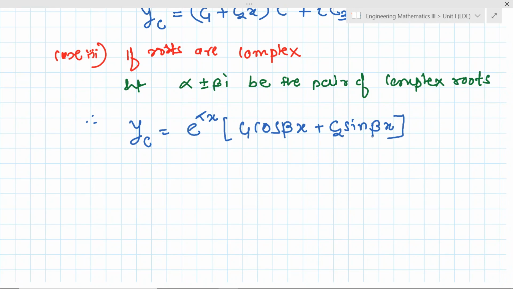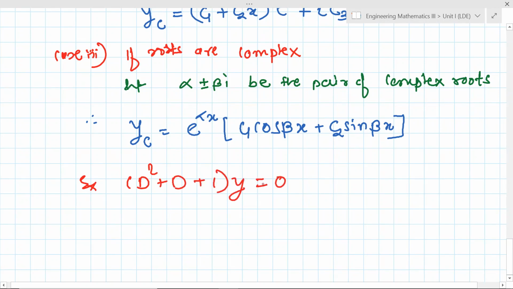Let us see the example so that you can understand. Suppose, to find the complementary function of (D square plus D plus 1) y equal to 0. This is an irreducible equation. So how to find the roots if you don't have a calculator? It is very simple. Just find the values: a is 1, b is also 1, c is also 1. And therefore we have a rule, D is equal to minus b.